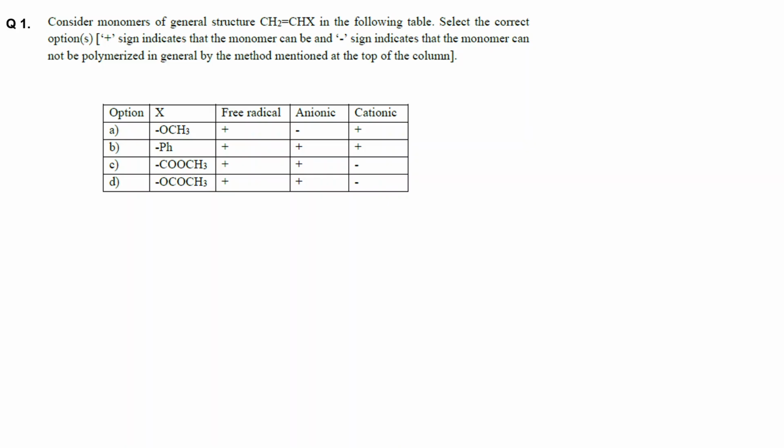Okay, let's discuss this question. This is the general chemical structure, CH2=CHX. First, when X is equal to OCH3, then it is OMe. As I told you before, this is a vinyl ether moiety. So these can only be polymerized through cationic polymerization.